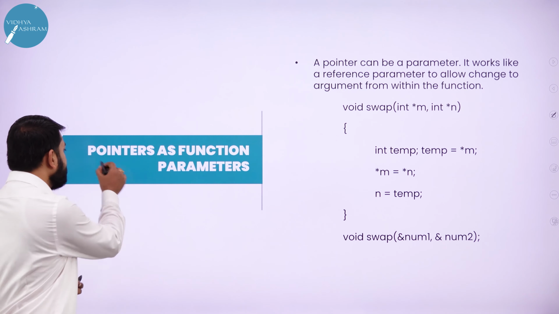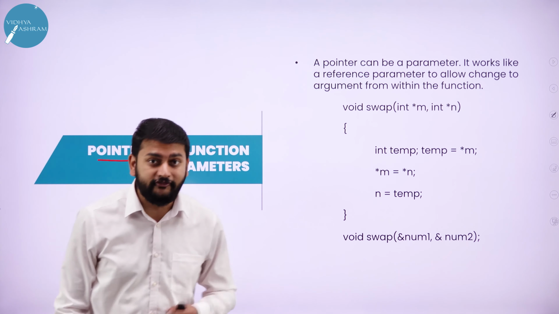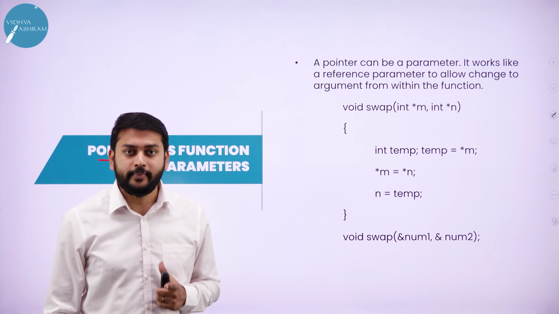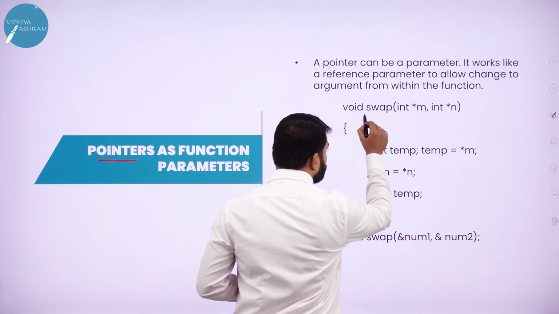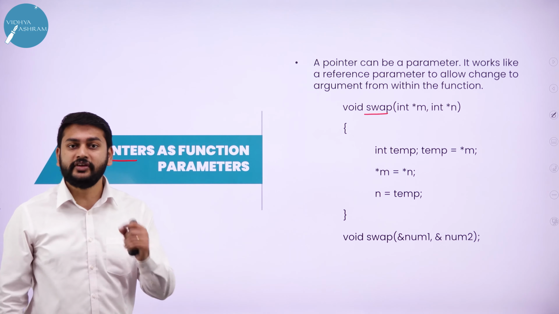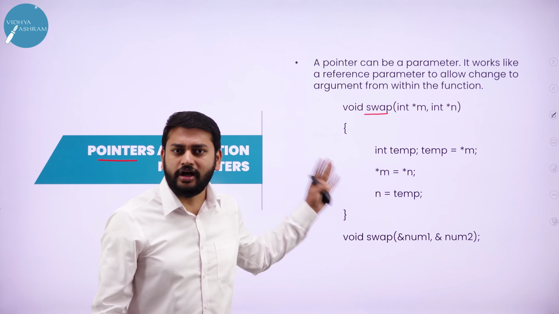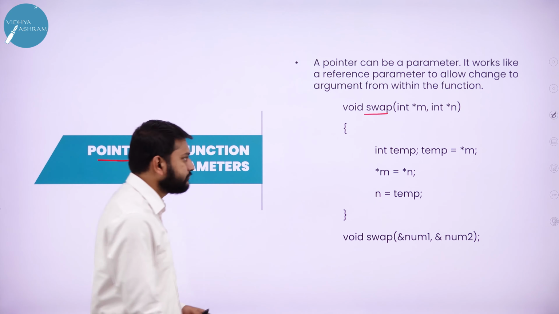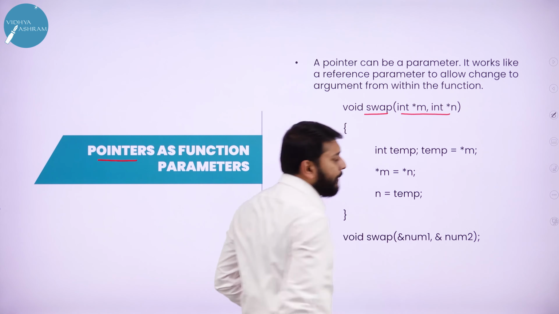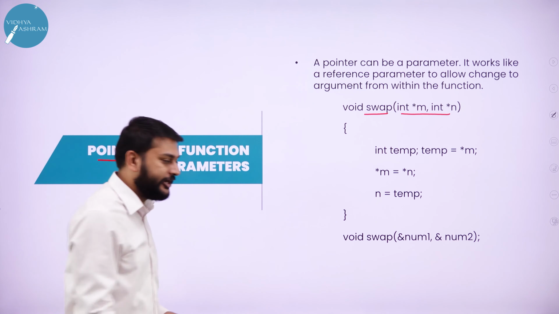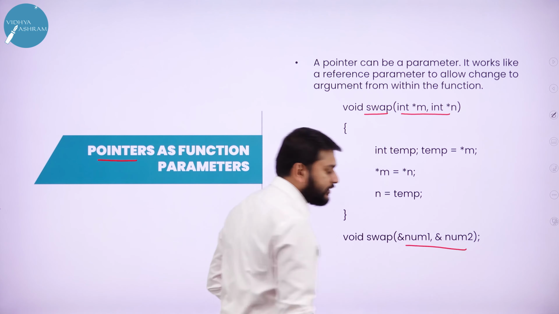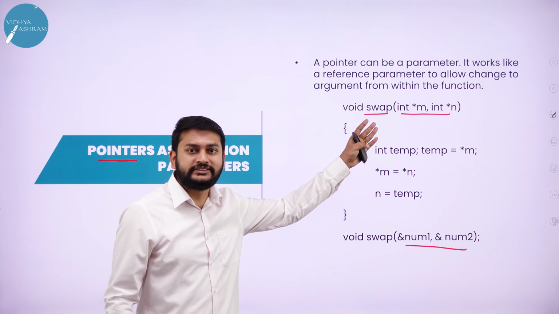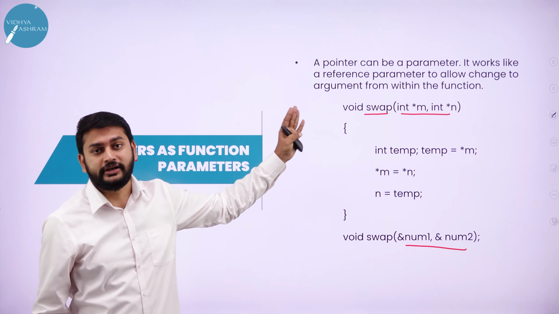Guys, we have pointers as function parameters. I have taken a function called swap. I have defined a function to swap the given numbers. Let me not discuss the logic in this function, but I will tell you what I have done here. This is what I call parameters. This is what I call arguments. Please remember that. I am just passing the pointer as a parameter.